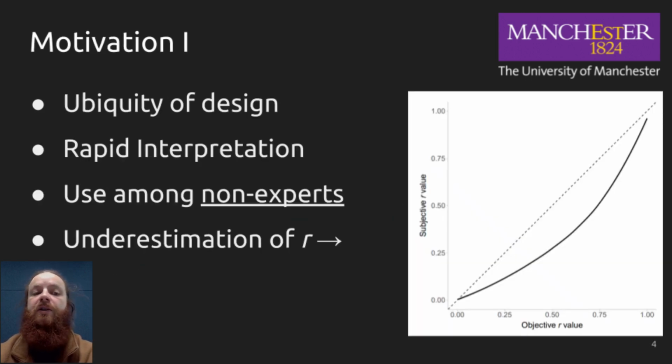So I chose to focus on this kind of visualization for a number of reasons. Firstly, they are common enough that most people are at least vaguely familiar with them. I didn't want to have to spend too much time explaining esoteric visualizations to lay people. Secondly, there is evidence that people's interpretations of them is rapid, under 500 milliseconds according to some papers. Critically, they are used by non-experts. And finally, there is evidence that people underestimate Pearson's R.